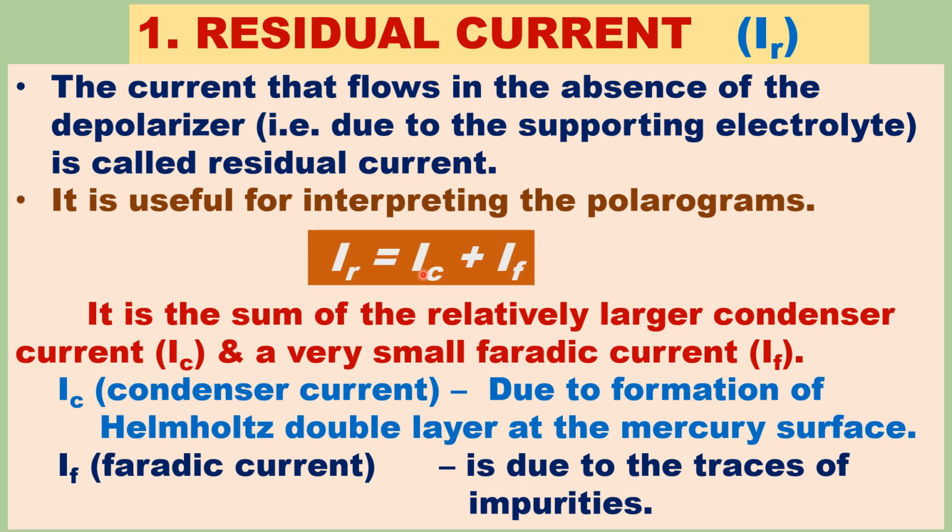Okay, the residual current is the sum of condenser current and Faraday current. This condenser current is due to the formation of Helmholtz double layer at the mercury surface. Helmholtz double layer plus cathode means negative. It is surrounded by cations, copper cations or cadmium cations. Faraday current is due to impurities, okay, because in the absence of depolarizer, because of some impurities, it will give trace current.